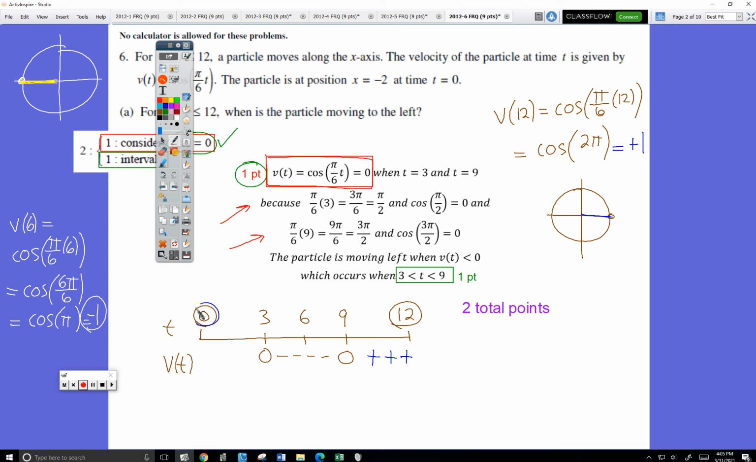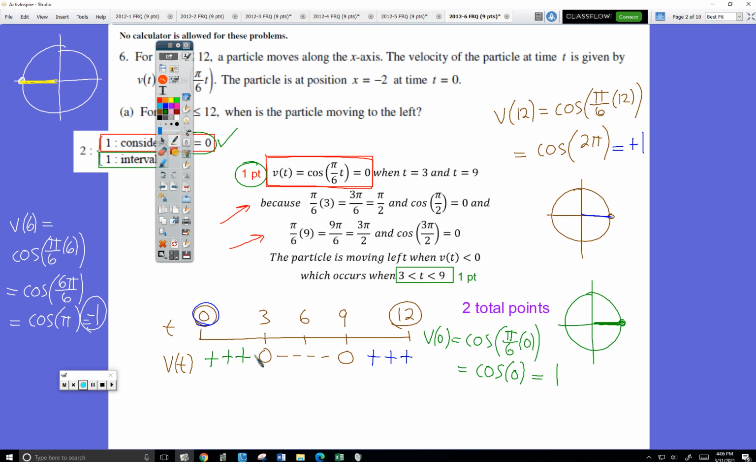Last one to check is time equals 0. This would be the velocity at time 0. That's going to equal the cosine of 0. On the unit circle, angle 0 is right here again. That's going over to the right by 1. So these are all positive.